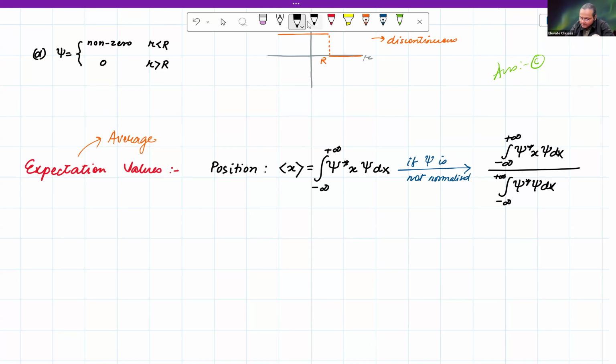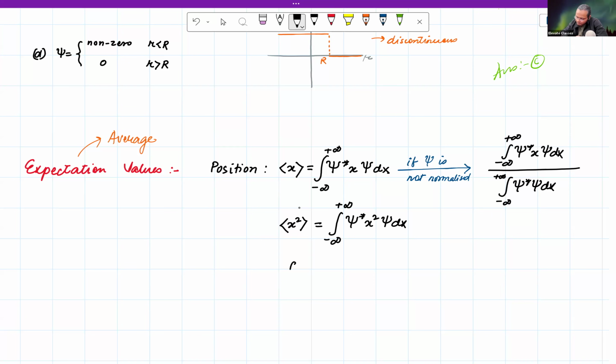Okay. Similarly, if I want to find out any kind of a function, this is a standard technique of finding out the average of various functions. So for example, if I want to find the average of x square, I simply substitute x square instead of x here in the sandwich expression, and I'll get the average of x square.